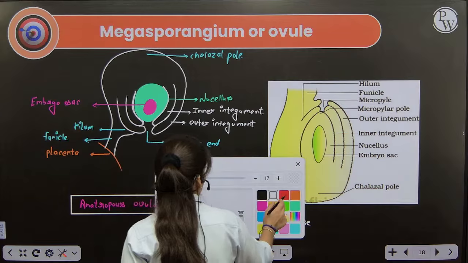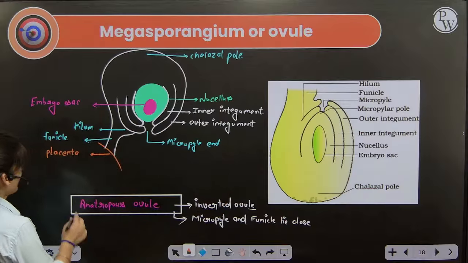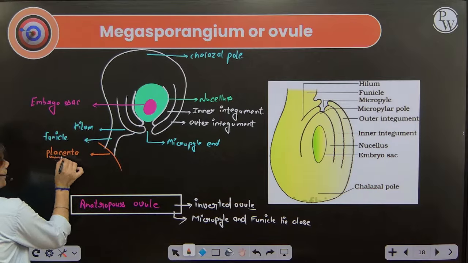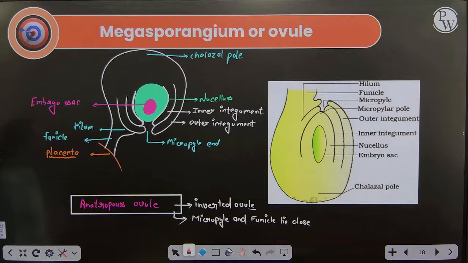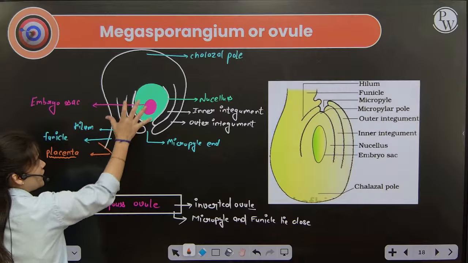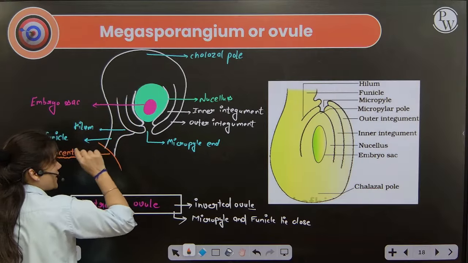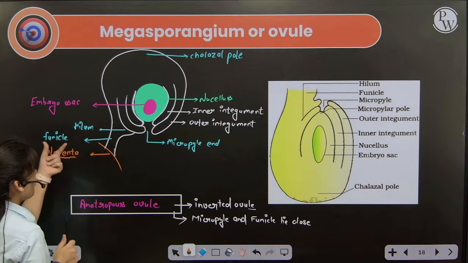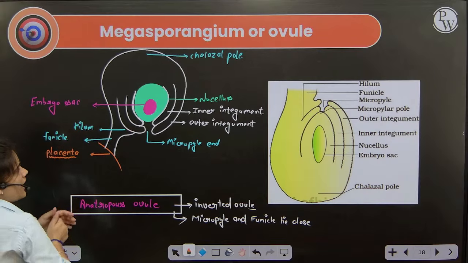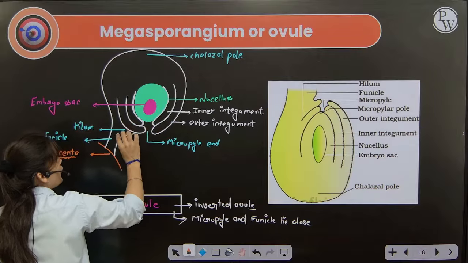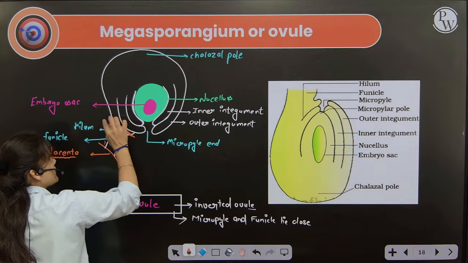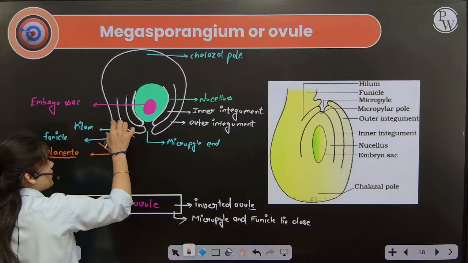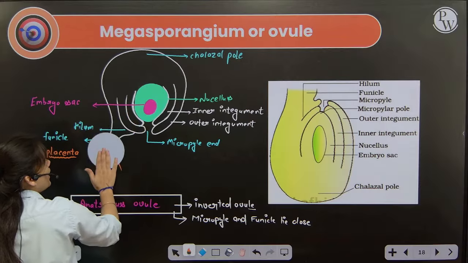Okay. As we discussed, inside ovarian cavity, what is present? Placenta, and this placenta helps in formation of megasporangia and ovule. The stalk with the help of this ovule body attaches to placenta. That stalk is known as funicle, and this ovule body fuses with this funicle in a special region that is known as hilum. So hilum is the junction between ovule body and funicle.